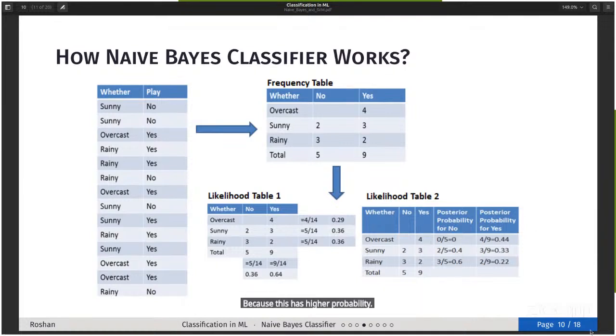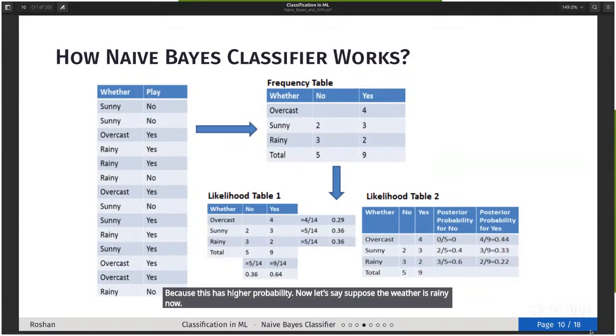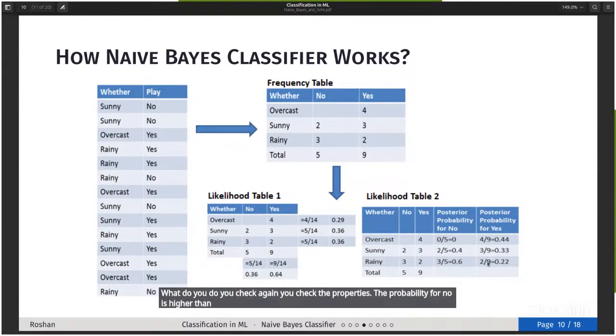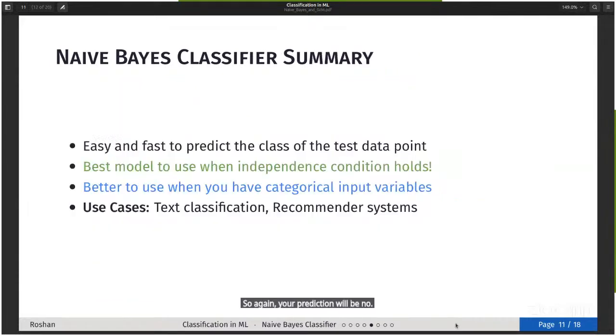Now, let's say suppose the weather is rainy now. What do you do? You check the probabilities again. The probability for no is higher than the probability for yes. So again, your prediction will be no. This is how you make predictions.